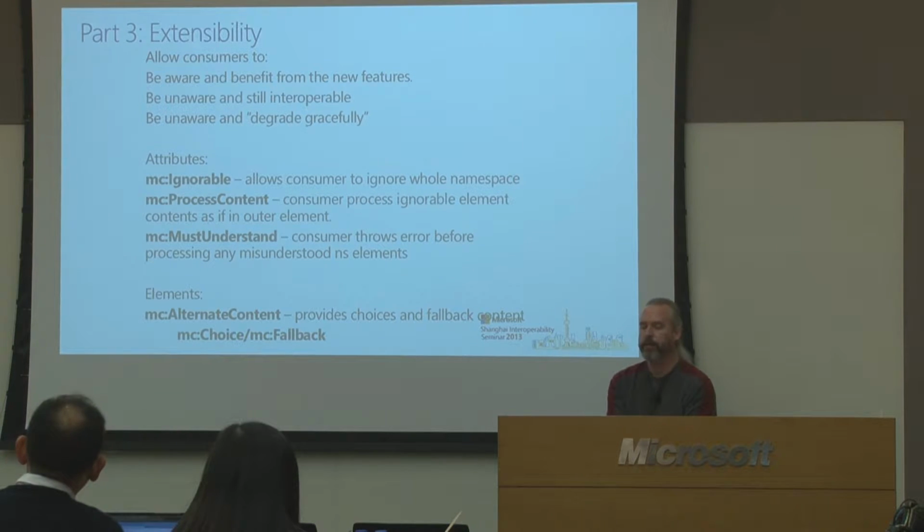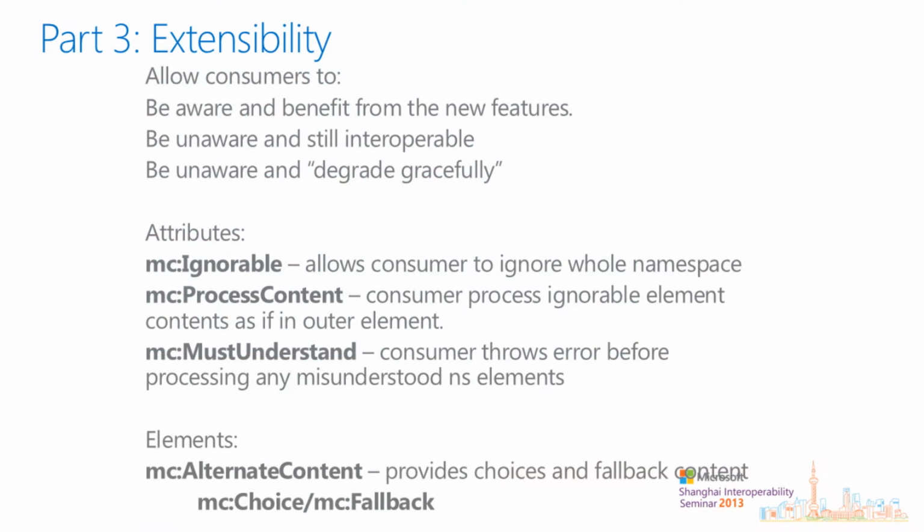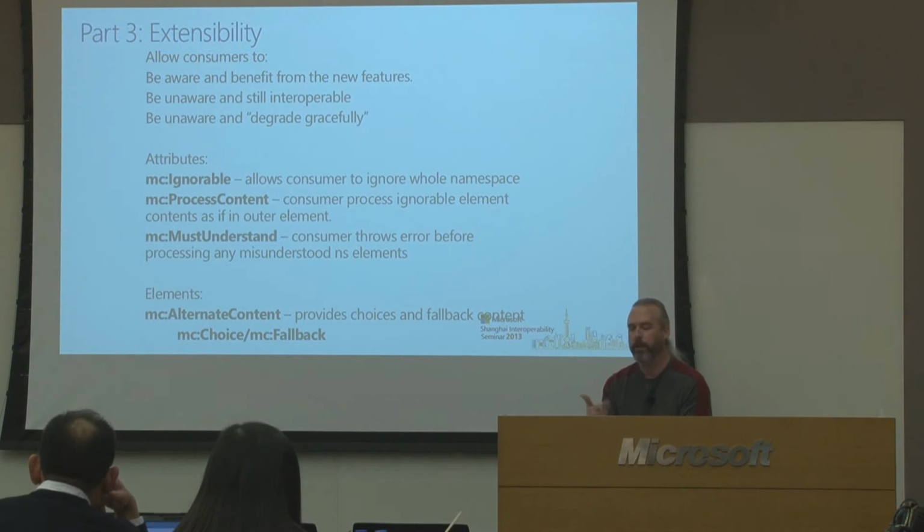Part 3 talks about extensibility, and this is an interesting part. These are mechanisms used by the implementers of the standard to allow new features and elements to be added to OOXML while allowing consumers who don't understand those new features to continue to consume the format and yet be interoperable. So the consumers can be aware of the new elements and use them, or degrade gracefully when they're not aware of them.